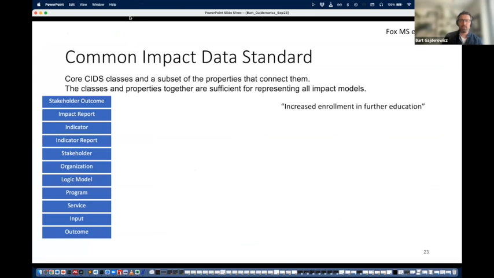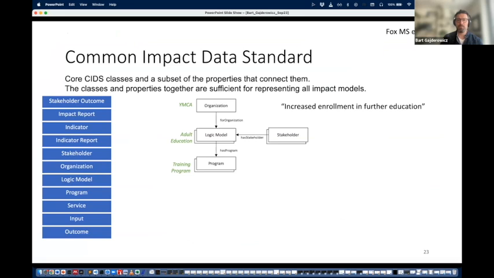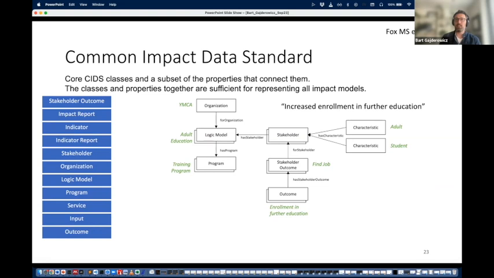Okay. So to give you an example of what an ontology is, or specifically what the Common Impact Data Standard is, it's a representation of the social service space. It identifies different concepts and the relationships between them. Here we start with an organization, which has a particular logic model. That logic model focuses on a particular stakeholder and has a set of programs. That stakeholder is really a client, in this case, with a set of characteristics. Let's say that they're an adult and a student, and they have a particular outcome that they're interested in, like finding a job, and a more long-term goal in getting education. One way of finding a job is to enroll yourself in further education.